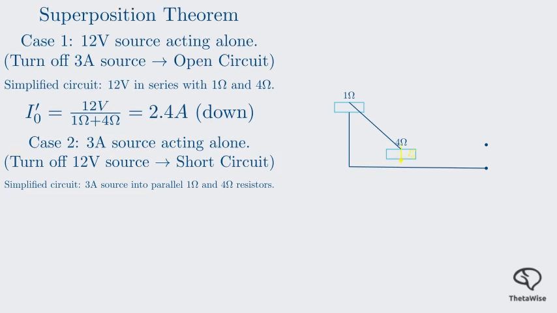To find I0 double prime, we use the current divider formula. I0 double prime equals 3 amps times 1 ohm divided by the sum of the resistances, 1 plus 4. This gives us 0.6 amps. Now, our original I0 was defined as downward, but this current is flowing upward, so we must treat it as negative 0.6 amps. Finally, we add the two contributions together to find the total current I0.